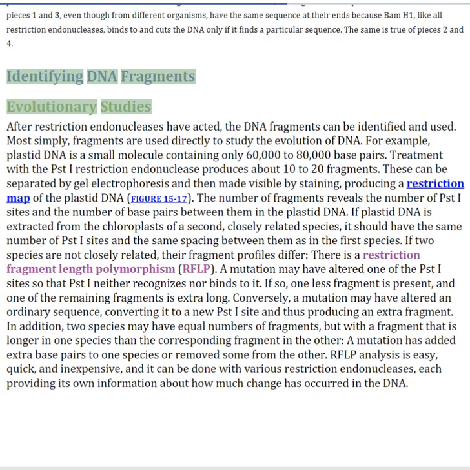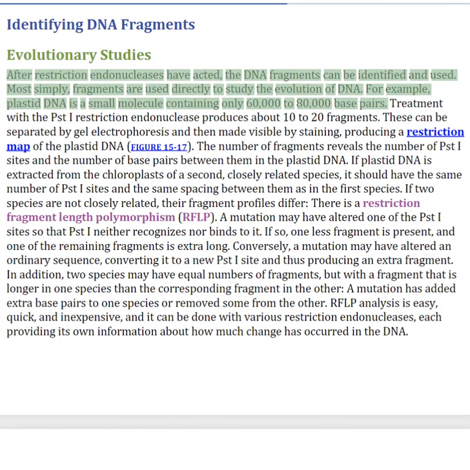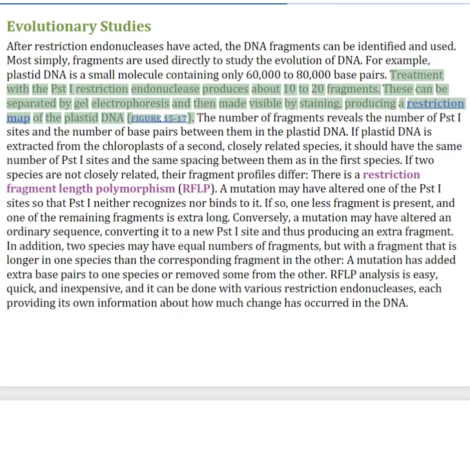Identifying DNA fragments: evolutionary studies. After restriction endonucleases have acted, the DNA fragments can be identified and used. Most simply, fragments are used directly to study the evolution of DNA. For example, plastid DNA is a small molecule containing only 60,000 to 80,000 base pairs. Treatment with the PstI restriction endonuclease produces about 10 to 20 fragments.